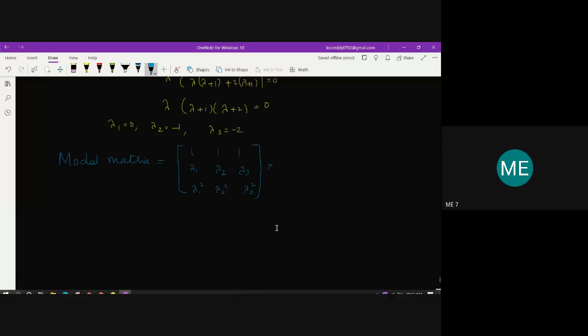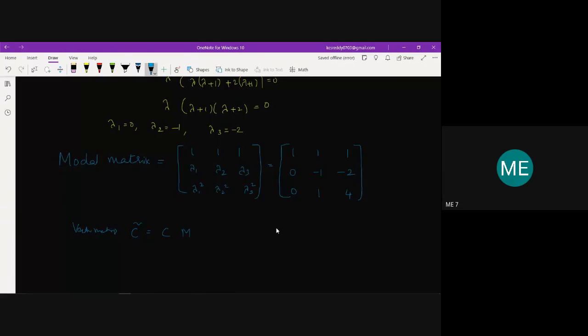Okay, so now I substitute the values 1, 1, 1. Lambda 1 is 0, lambda 2 is -1, lambda 3 is -2. Lambda 1 square is 0, lambda 2 square is 1, and this is going to be 4. So once you have got the model matrix M, then I need to find out the vector C matrix.